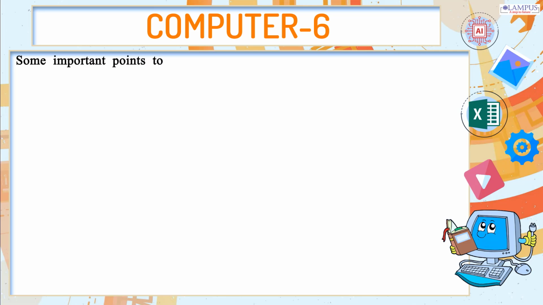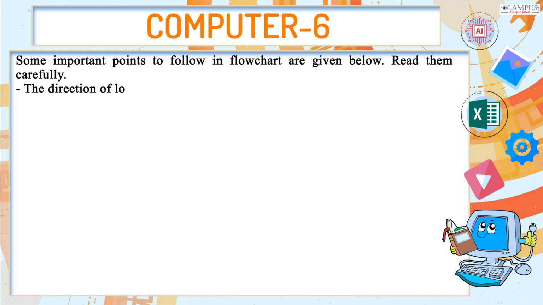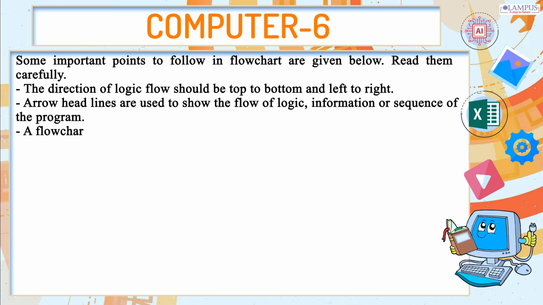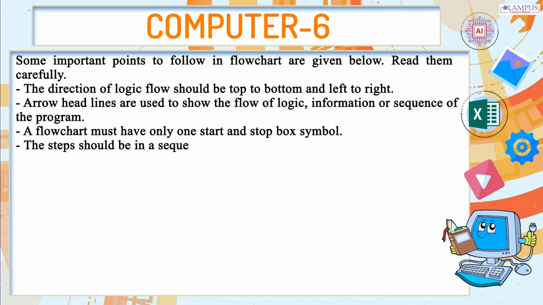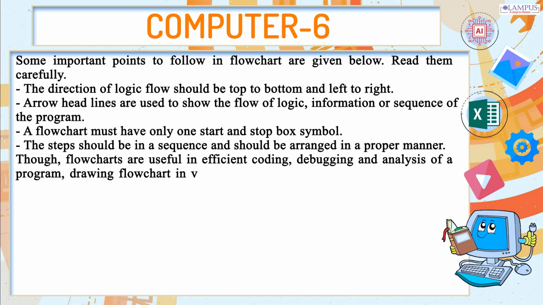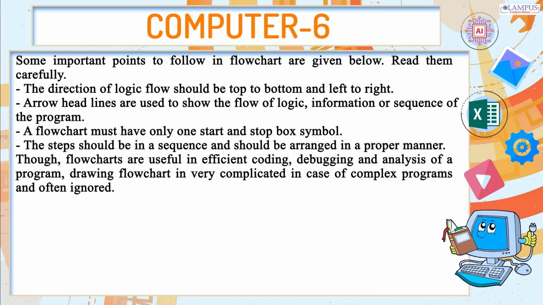Some important points to follow in a flowchart are given below. Read them carefully. The direction of logic flow should be top to bottom and left to right. Arrowhead lines are used to show the flow of logic, information or sequence of the program. A flowchart must have only one start and stop box symbol. The steps should be in a sequence and should be arranged in a proper manner. Though flowcharts are useful in efficient coding, debugging and analysis of a program, drawing a flowchart is very complicated in case of complex programs and is often ignored.